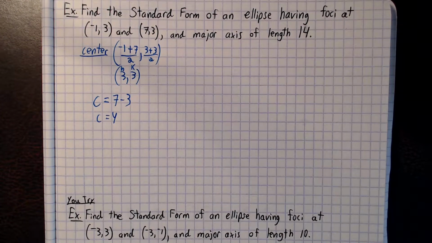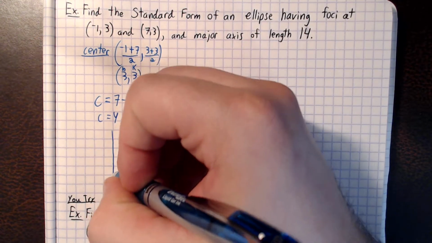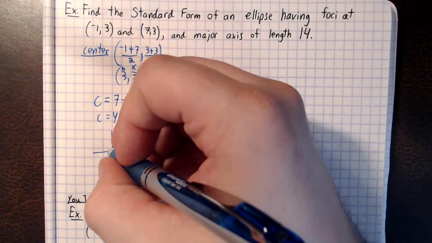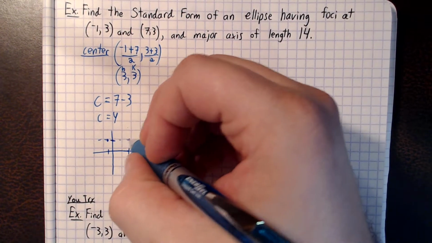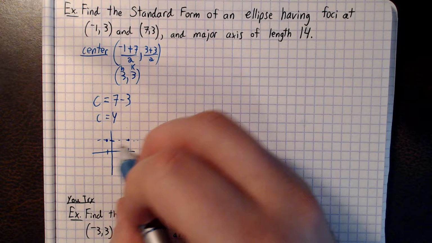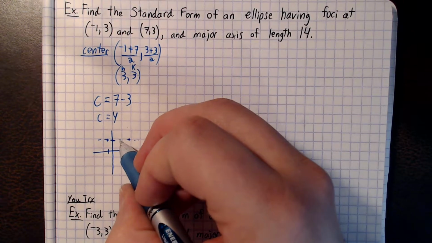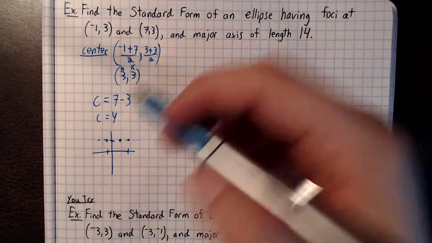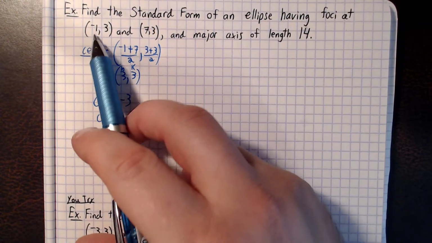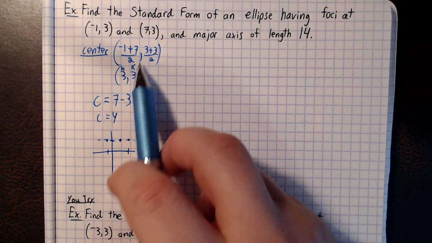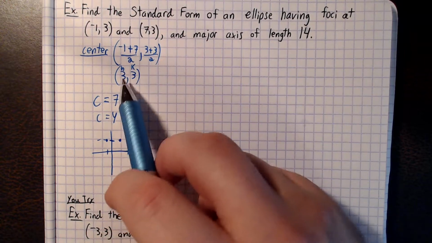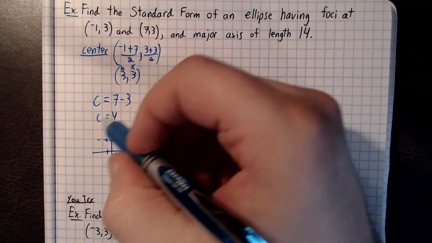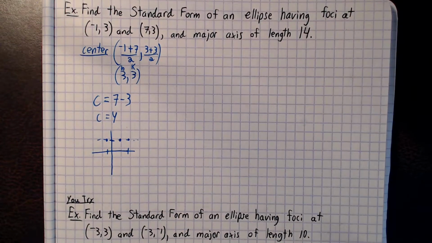Now, how did I know to use the 7? If I quickly look at what this looks like, this is a quick sketch, by the way, (-1, 3) and (7, 3), right? This is where the foci are. The center is going to be in between them here. So I know that it's not going to have anything to do with my y's. And it doesn't matter if I subtract -1 minus my center, or I do 7 minus, it's going to be a distance, which is always positive. So that's where that 4 comes from.